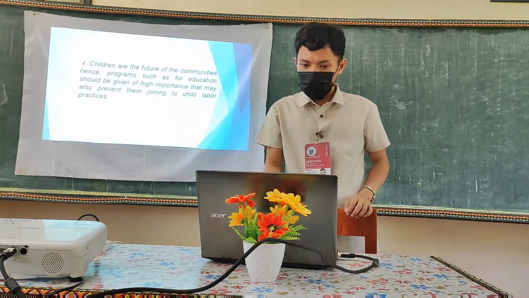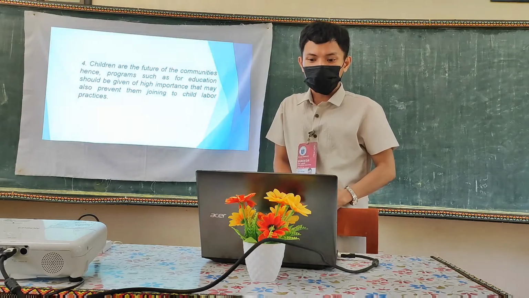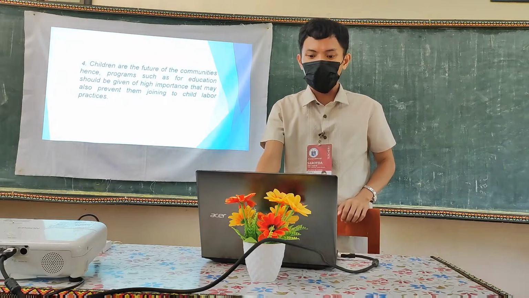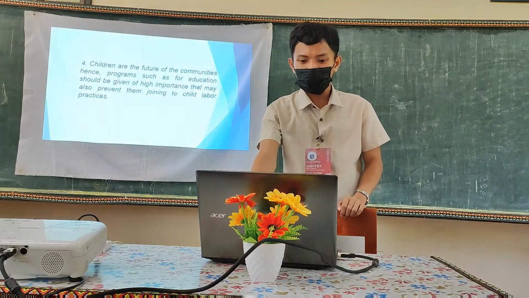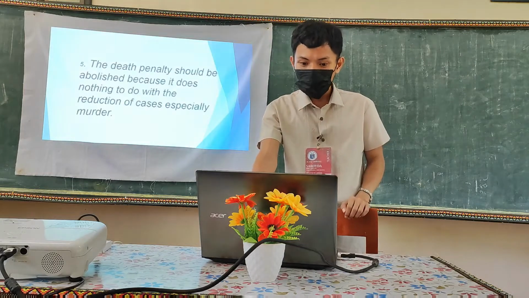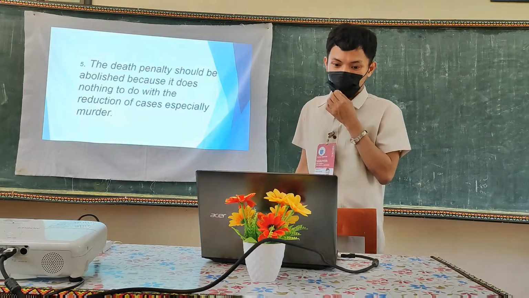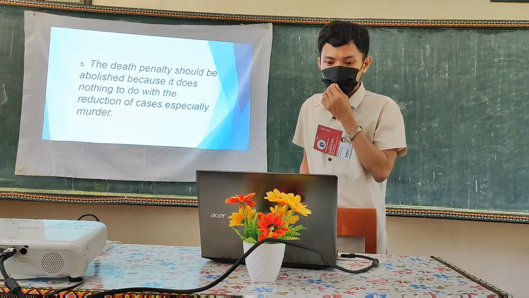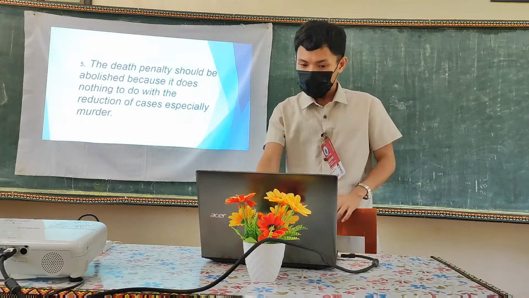The fourth one, children are the future of the communities, hence programs such as education should be given high importance. That may also prevent them from joining child labor practices. Fifth, the death penalty should be abolished because it does nothing to reduce cases, especially murder.